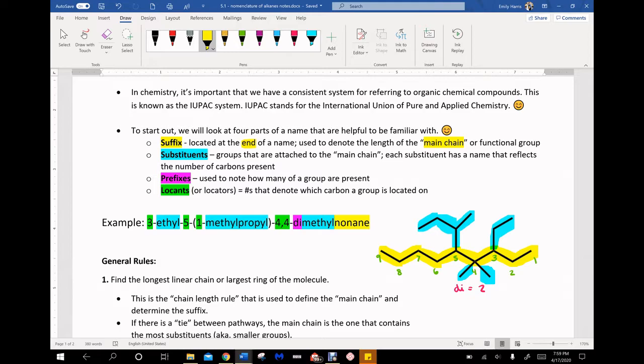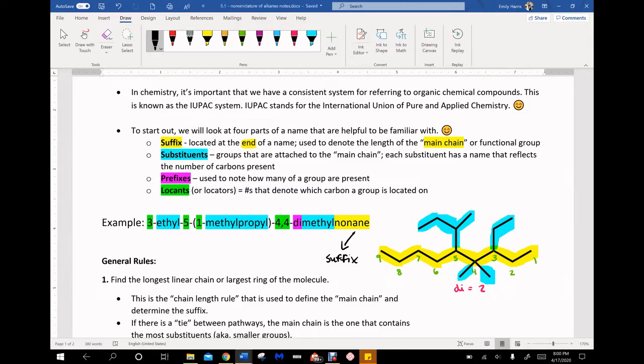If we look at this example name, it's really long, but at the end there in yellow, we have highlighted the word nonane. Non stands for 9, and so highlighted in our molecule, the main chain is 9 carbons long. That is the suffix. It's at the end of the name, and it tells us our main chain is 9 carbons long.